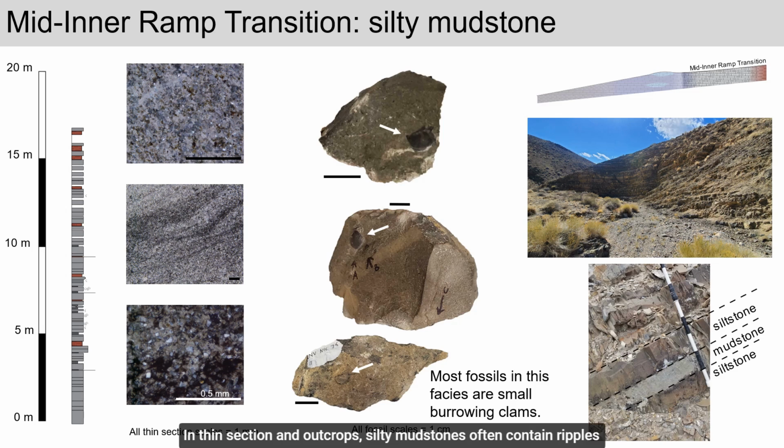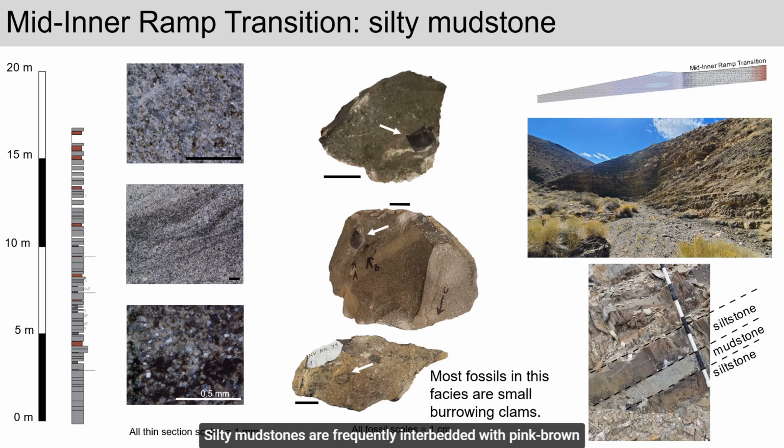In thin section and outcrop, silty mudstones often contain ripple, scale, trough, and tabular cross laminae near the tops of beds. Macrofossil content is much lower in the silty mudstone facies, and fossiliferous beds contain primarily small burrowing clams. Burrowed horizons are common on the tops of beds.